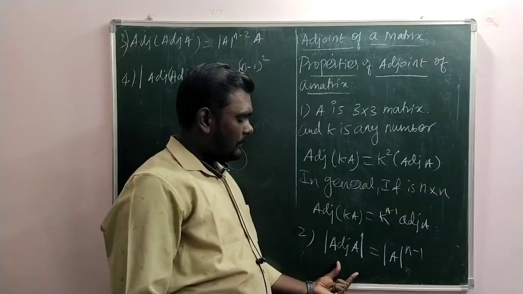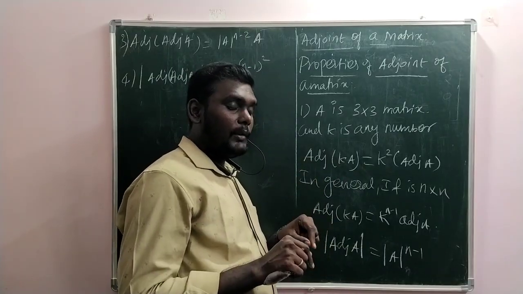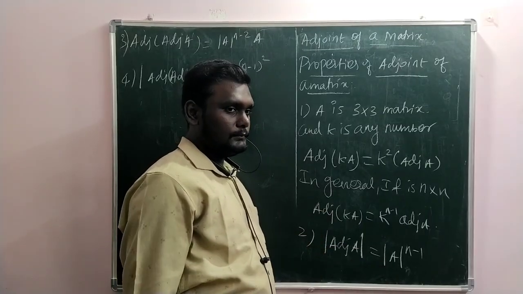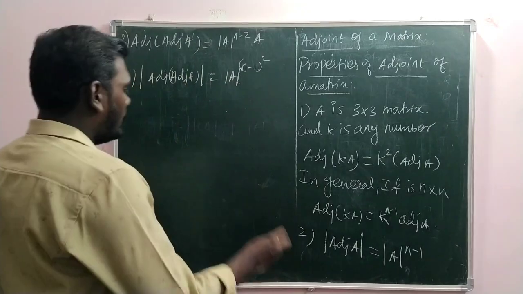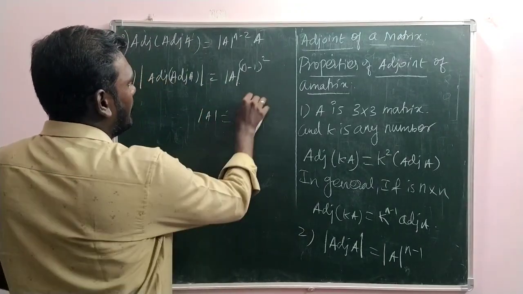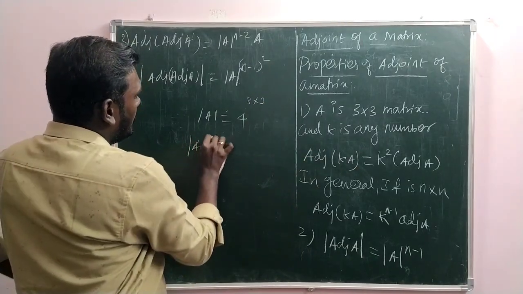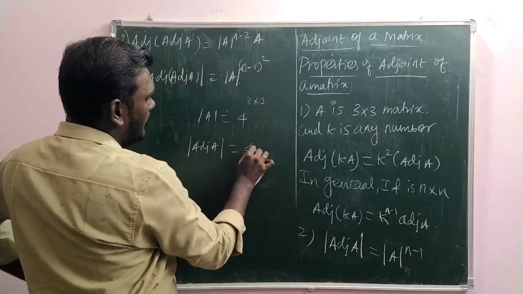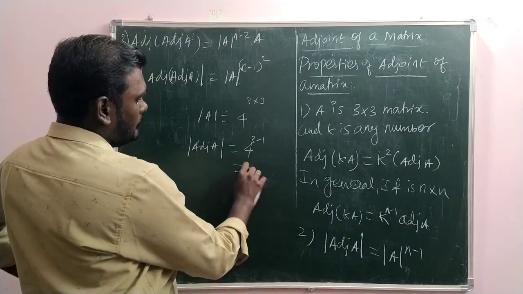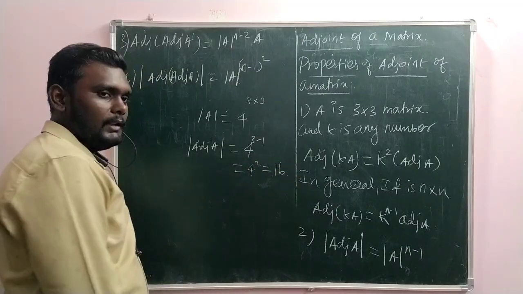Okay. And determinant of adjoint of A is what? We took one matrix, right? Adjoint. For that, if we take the determinant, that will be equal to determinant of A power n minus 1. Simply, if the determinant of A is 4, for example, and it is a 3 by 3 matrix, then the determinant of adjoint of A will be the same 4 but with power 3 minus 1, which is 4 square. It will be 16.